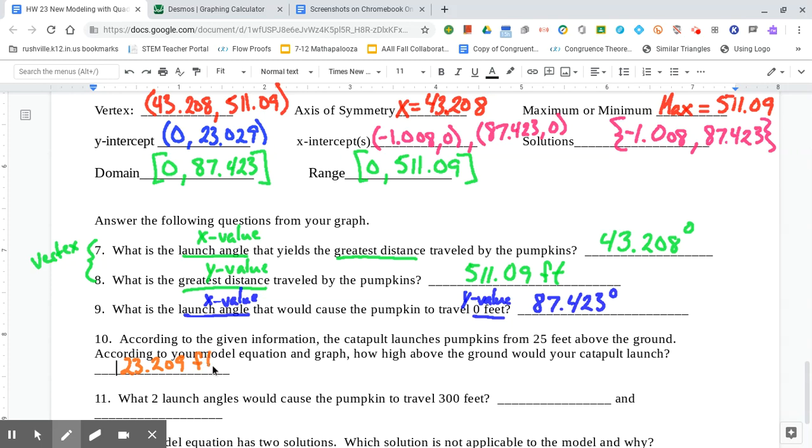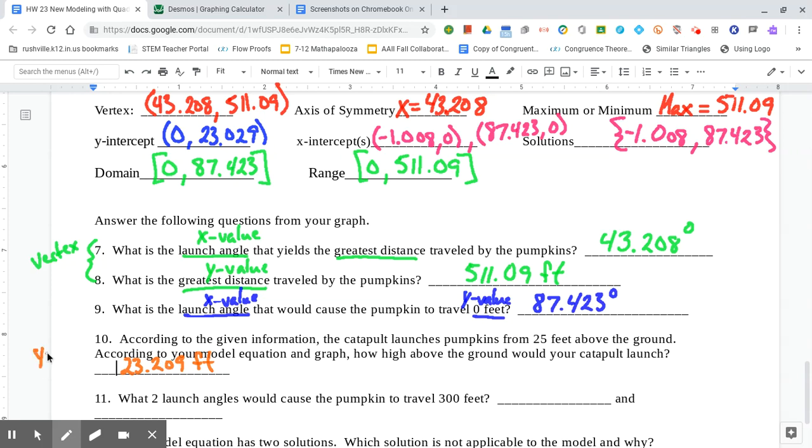So our model is based off of a height of 23.209 feet above the ground. That's the thing about a model, though. It's making an approximation, so sometimes it doesn't match exactly what's going on in reality. It's close, but in reality, our data is based off of pumpkins being thrown from 25 feet above the ground, and the model had to get away from that just barely, but it's still pretty good.